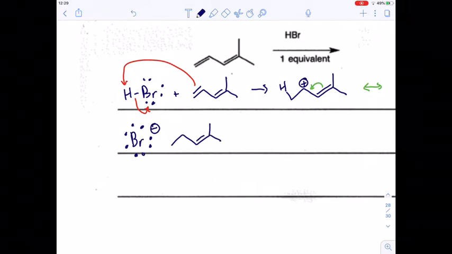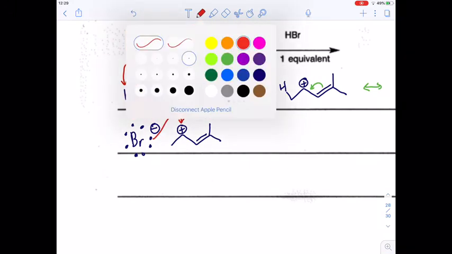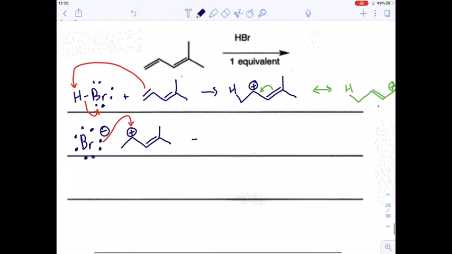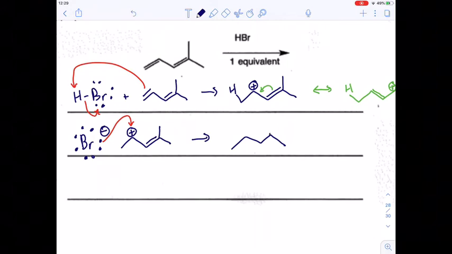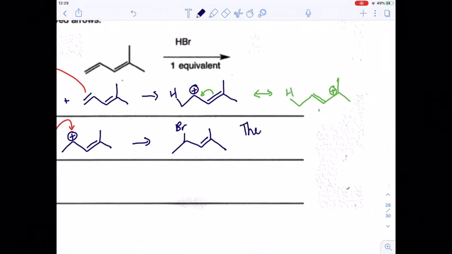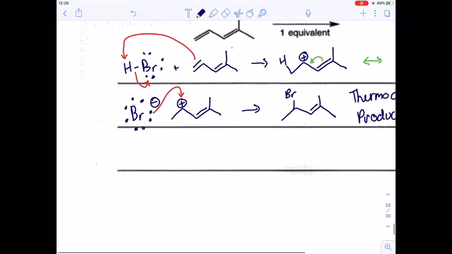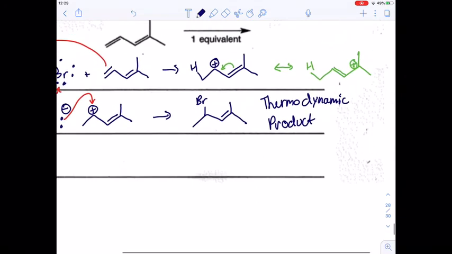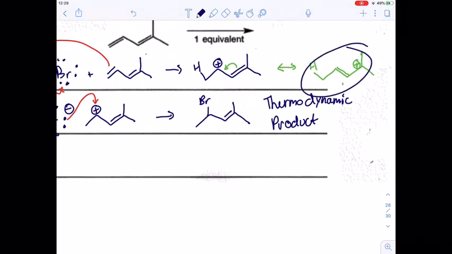So I'm going to start using the thermodynamic intermediate and add the Br anion back to that one. Of course, the Br is going to add to the carbocation. So it's going to add here. So this is going to be your thermodynamic product.